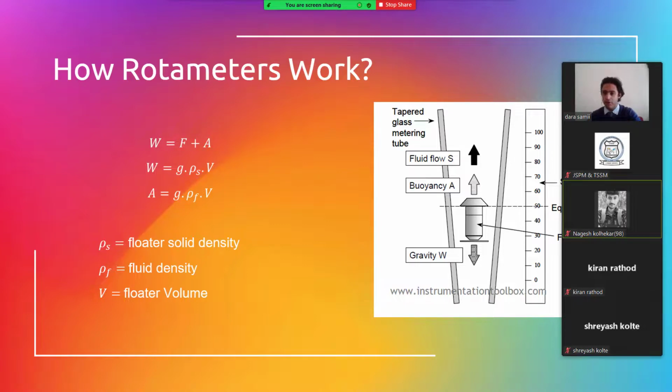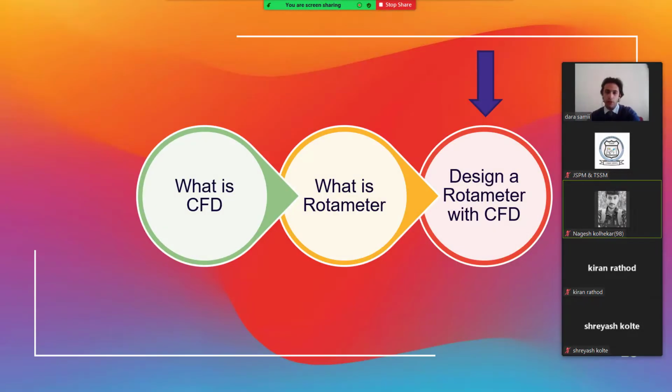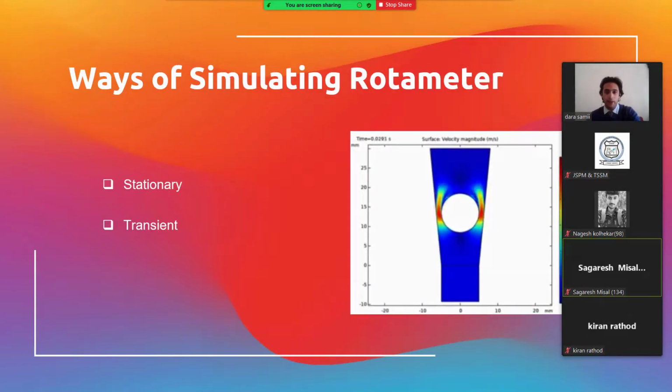It's very easy to compute the buoyancy and gravity force if you have the density of the solid of the floater, the density of the fluid, and the volume of the floater. We can compute them easily. So let's combine what we talked about today and talk about designing a rotameter with CFD. There are two ways that we can simulate a rotameter. The first and simplest one is stationary simulation. The second one is transient simulation.